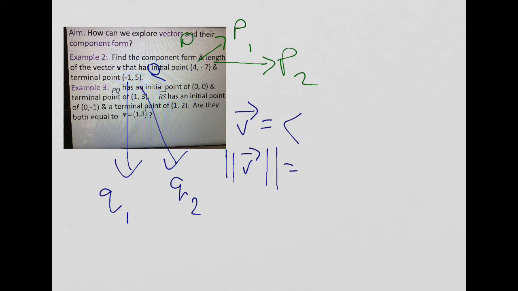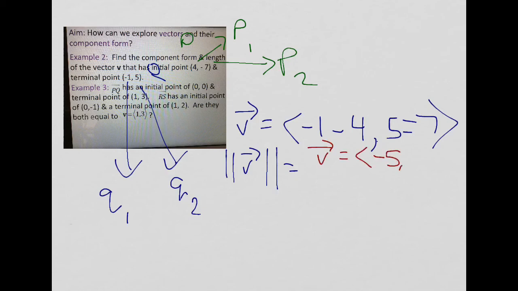All right. So here we go. We're going to do terminal minus initial. So terminal minus initial would be -1 minus 4, comma, 5 minus the -7. So our final answer for vector v in component form is -5, 12.